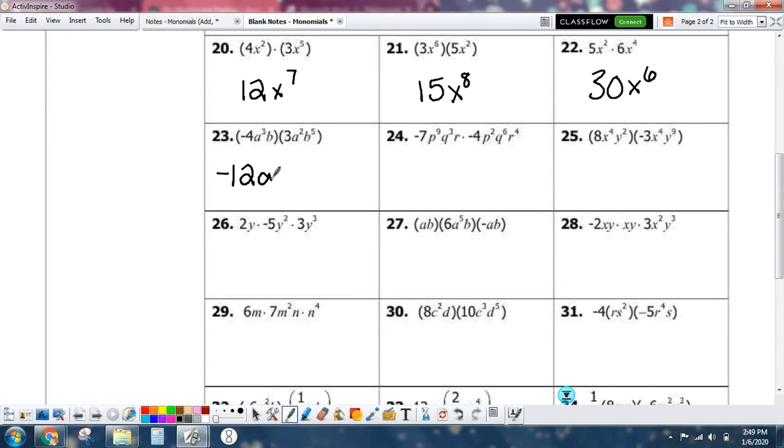And then I'm going to look at my a terms. My a, I have a 3. And then I'm multiplying here so I can add these. So 3 plus 2, that's going to get me 5. And then multiplying, I'm going to do 1 plus 5. 1 plus 5 is 6.